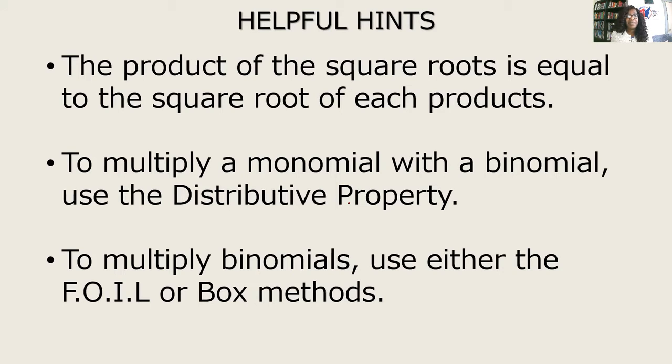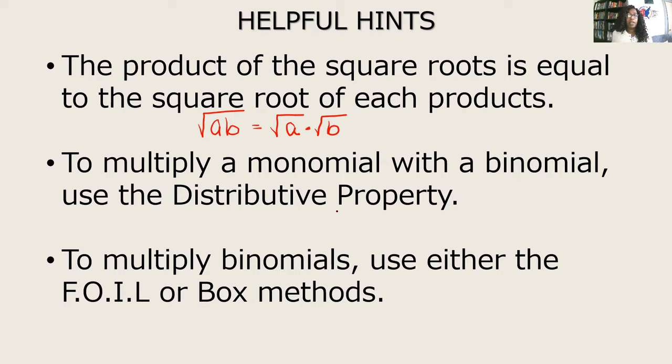For the helpful hints, first thing, the product of square roots is equal to the square root of each product. And you're probably like, say what? If I take a look at, say, the square root of AB, that means the square root of A times B. And A times B is the same as multiplication or products. That means I could, if I wanted to, split them up into their own radicals. So the square root of AB is equivalent to the square root of A times the square root of B.